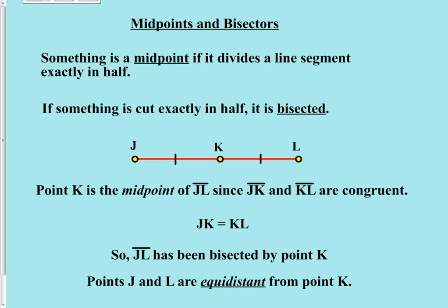One more way, even further than that: points J and L are equidistant from point K. There's a new term for you. And equidistant means exactly like it sounds like it means. The prefix equa means equal, and distant is, of course, referring to the distances. Equidistant means equal distance. J and L are equidistant from point K. Again, a lot of different ways of stating it. That means a lot of different ways we need to understand, a lot of different vocabulary we need to know.